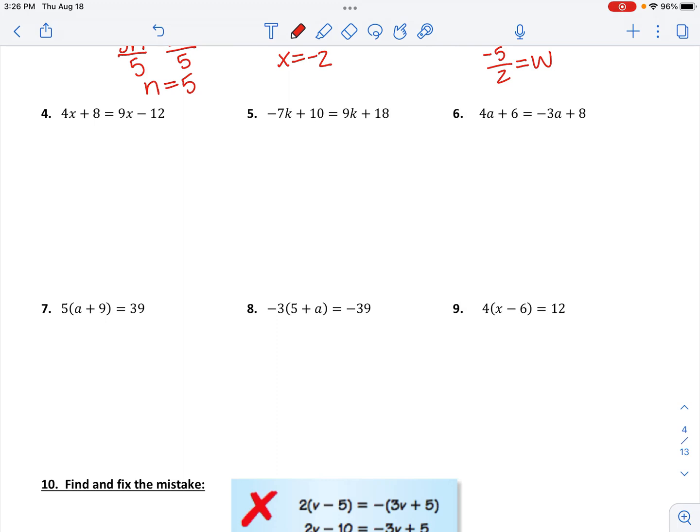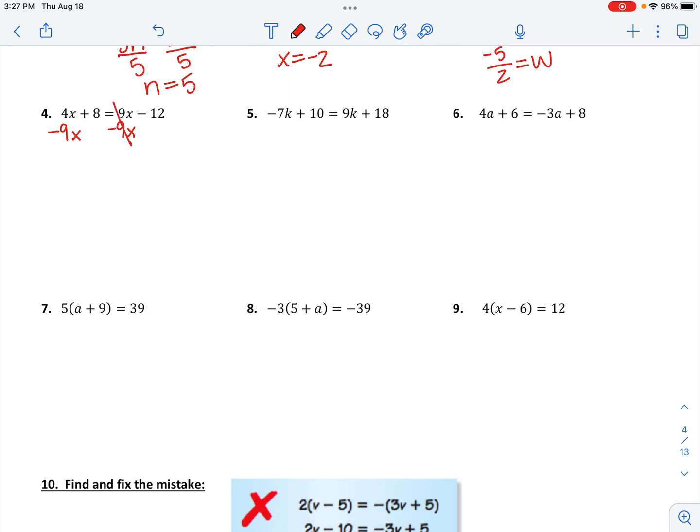I like having my x variables on the left. A lot of you like that as well. So I'm going to go ahead and choose to move this 9x over to the left side. You can move any term you want, as long as you're using those inverse operations to move it across the equal sign. But a lot of us like to have the x on the left side.